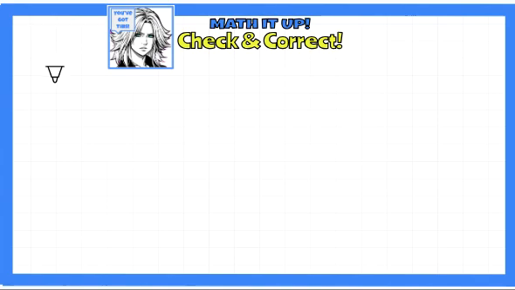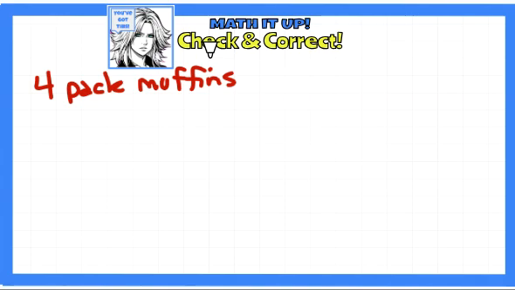All right, so in our first problem, we have a 4-pack of muffins. And the total cost for that 4-pack is $8.40. And what we need to know is what is the unit rate? What is the cost for 1 muffin?